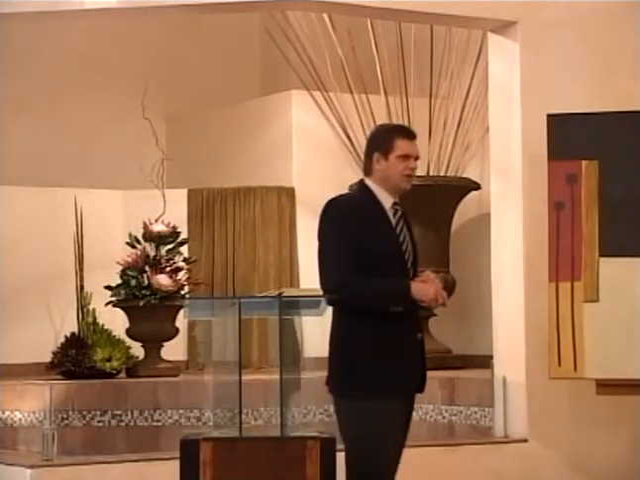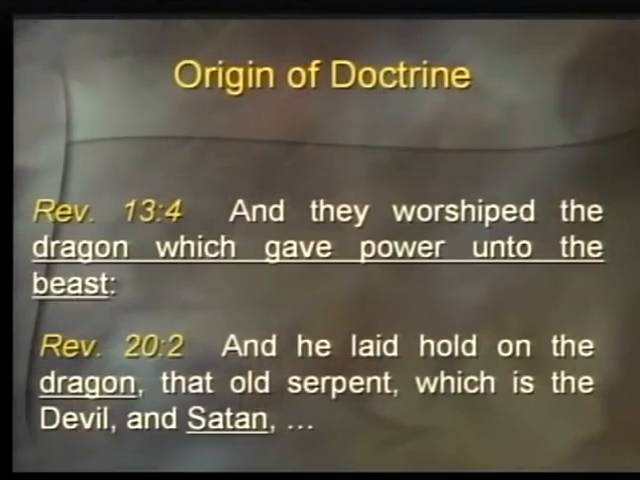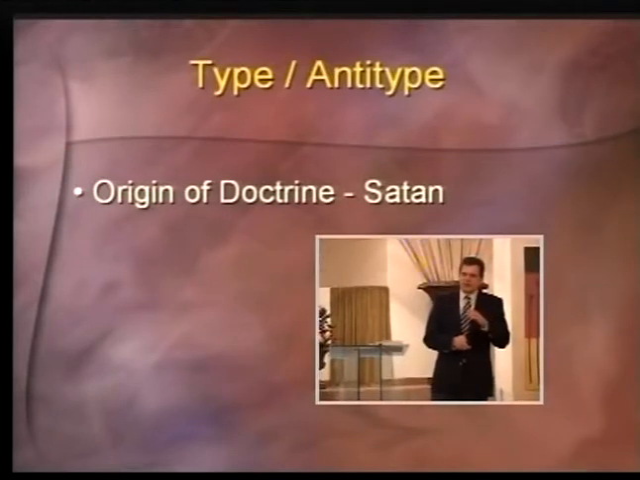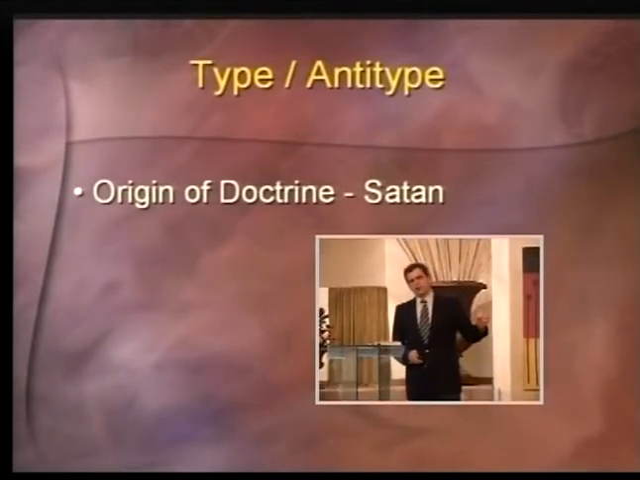What happened in Revelation 13 verse 4? "And they worshipped the dragon which gave the power unto the beast." Revelation 20 verse 2, just there to remind you that the dragon is Satan. So here we notice the type and antitype. For both of them, the origin of the doctrine was Satan, both in Revelation 2 and in Revelation 13.